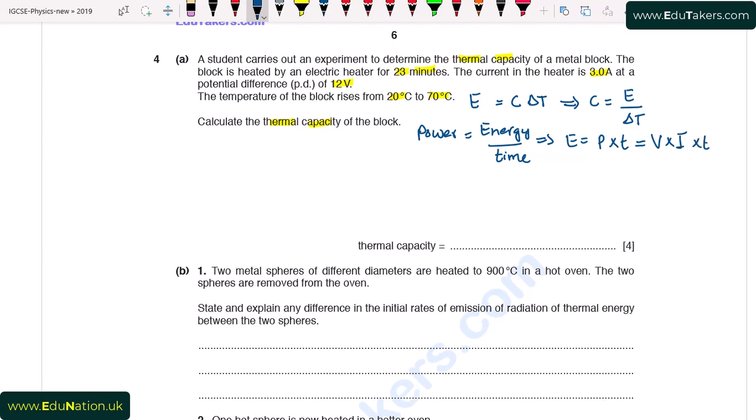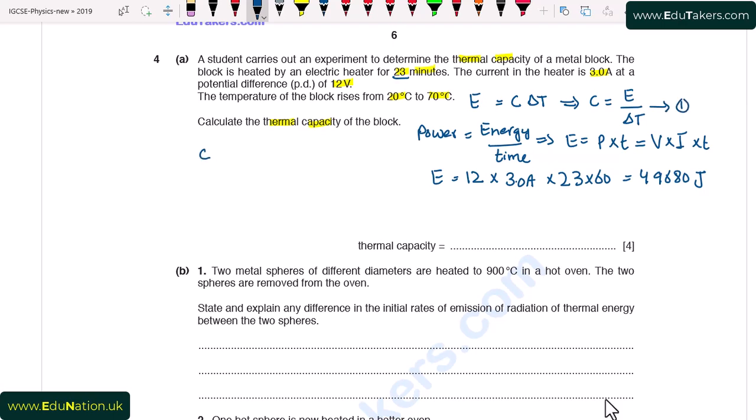So by putting values here, energy will be equal to potential difference, 12 volt, and value of current, 3.0 ampere, multiplied by time, which is given as 23 minutes, and we have to convert this into seconds. So I write 23 multiplied by 60. So energy comes to be 49680 joule.